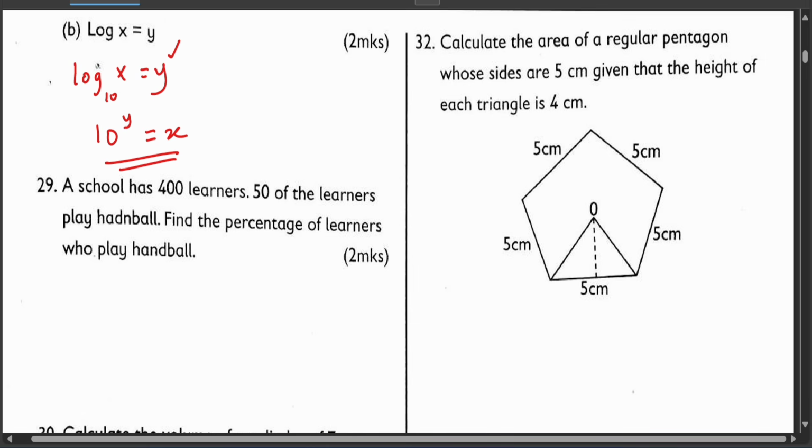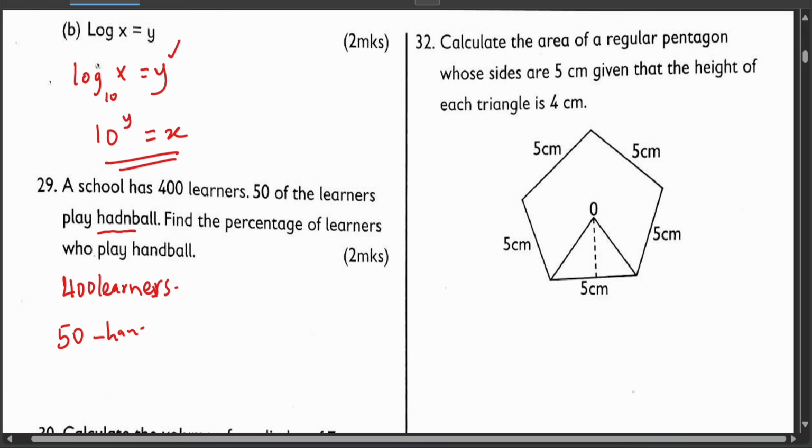Question 29, a school has 400 learners, 50 of the learners play handball. Find the percentage of learners who play handball. So remember, a school has 400 learners, 50 of the learners play handball. Only 50 of them.